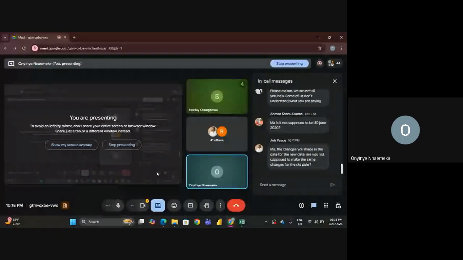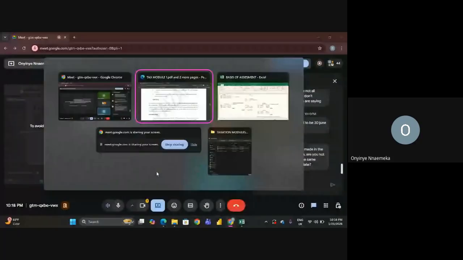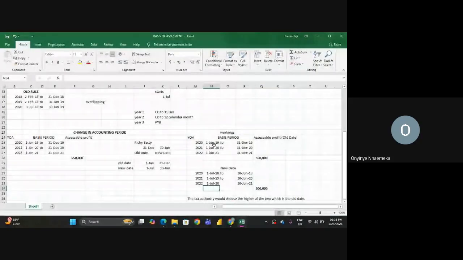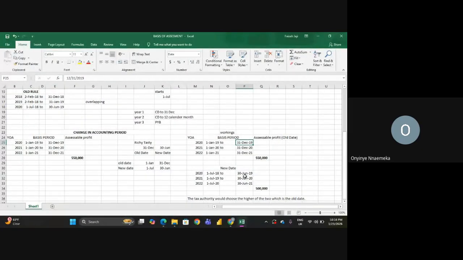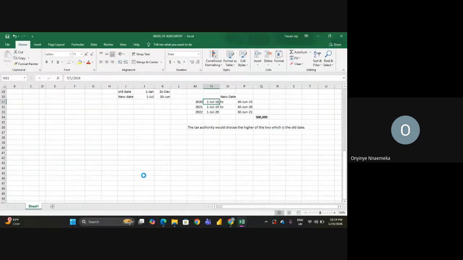The changes you are making, I'm not supposed to make the same changes for the old date. So the old date differs. The old date follows the normal January to December. See, 1920, this is normal. 2021, this is normal. 1920, 2021, 21, 22. That's how it's supposed to be. This one is correct. The reason why this one is like this is because it's July to June, it's not January to December. That's why it fell into each other like this. So this is correct as it is. So we are talking about cessation.